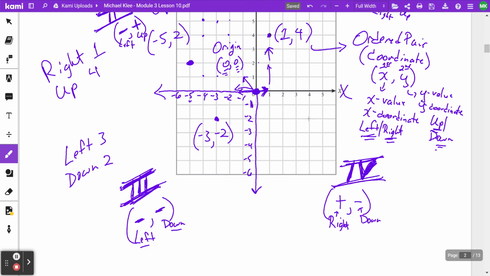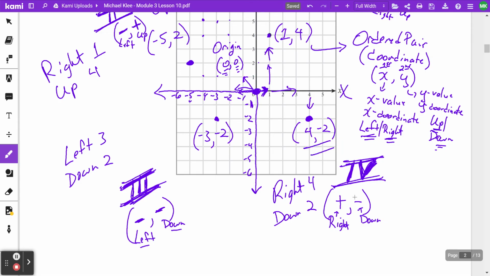So if I was looking for something, let's say this guy over here, right? And I was looking for this ordered pair, I would head to the right 4, right? So I'm going to go right 4, which is going to be then a -4 because I'm right of the origin. Oh, excuse me, +4, right? Because I'm right of the origin. And then I'm going to go down 2, right, which is always a negative, right? So -2. There you go.